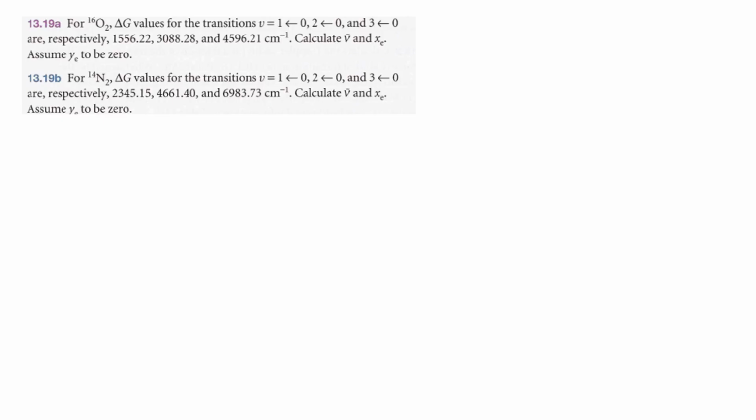Whatever we are taking, we have Delta G values for the transitions v from 0 to 1, 0 to 2, and 0 to 3. What are these? Fundamental, first overtone, and second overtone, right? So maybe we want to solve this question.